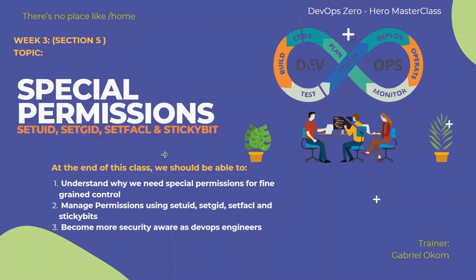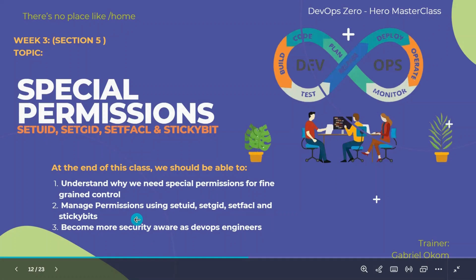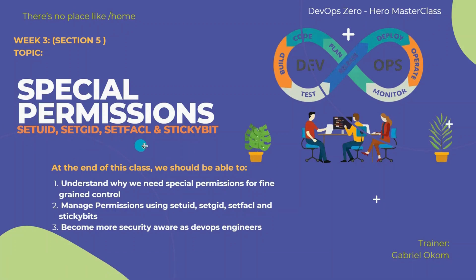At the end of this class, I expect us to be able to know the need for special permissions and how it helps us to gain fine-grained control over our directories and files, and also to be able to manage these permissions using the commands that we've set up here. I also expect us to be more security conscious on how to deal with files and directories.